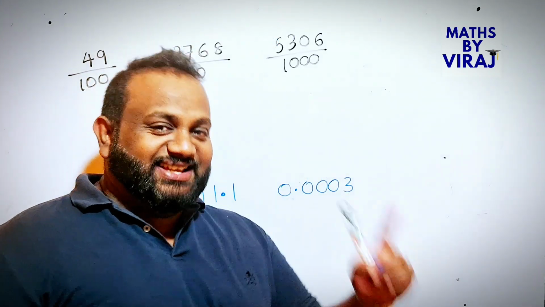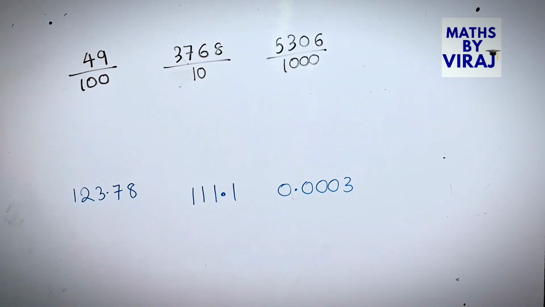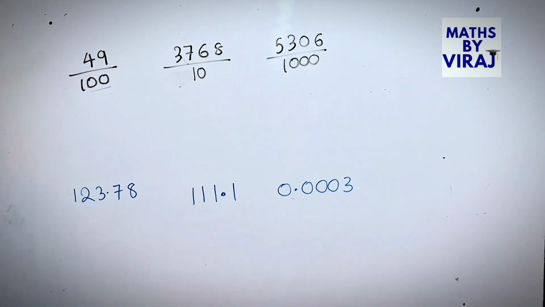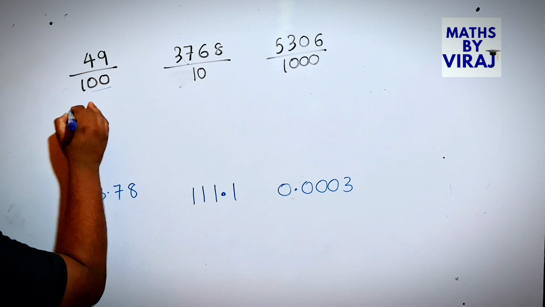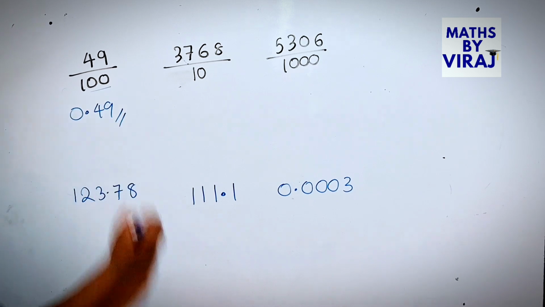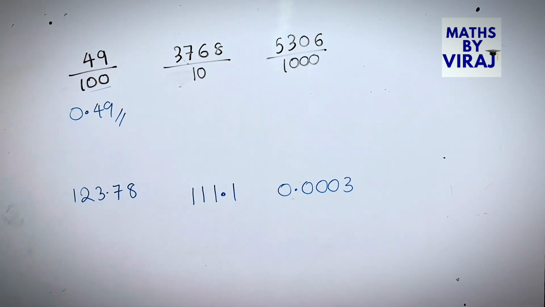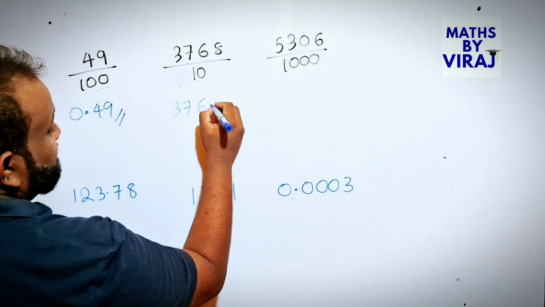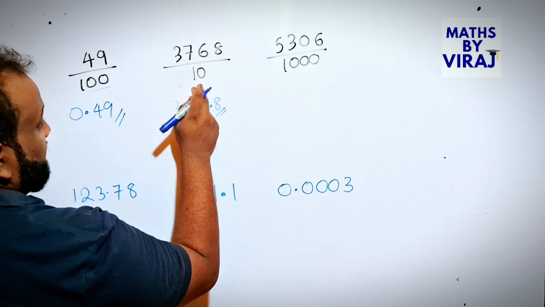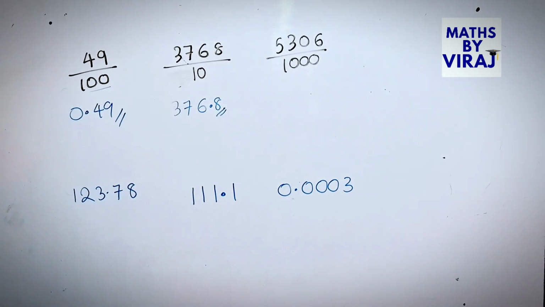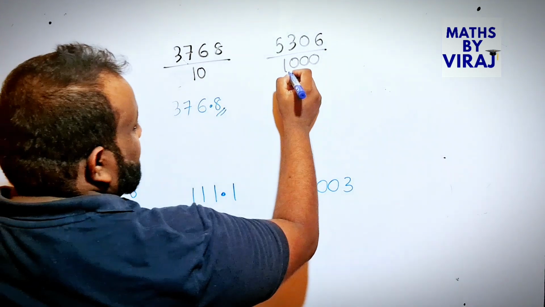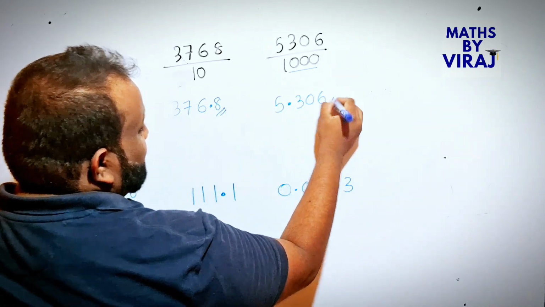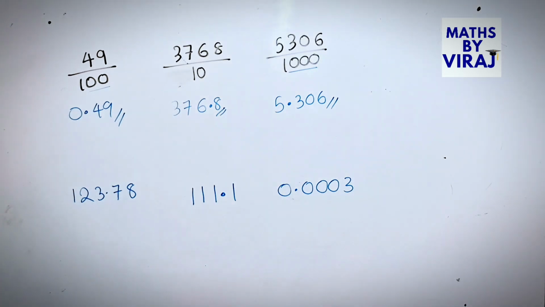Last but not least, let's look at these examples. 49 over 100. There are only 2 zeros, therefore we should have 2 decimal places, 0.49. 3768 over 10, which is now, what is it? 376.8. Why? 1 zero, therefore there should be only 1 decimal. How many zeros here? 3. Therefore, how many decimals should be there? There should be 3 decimals.